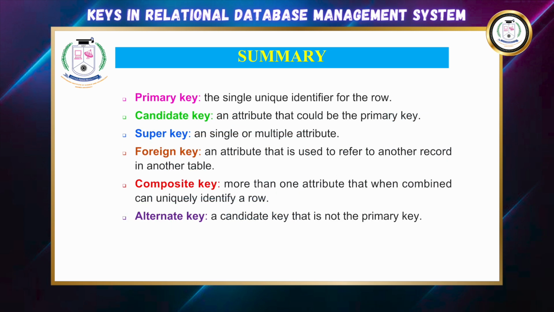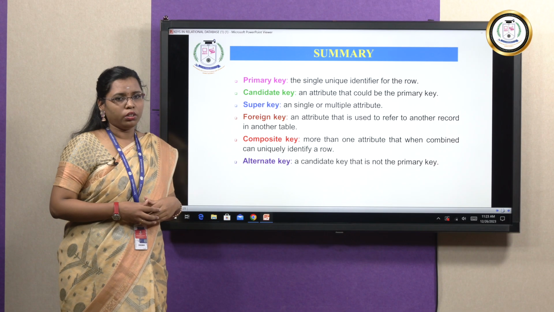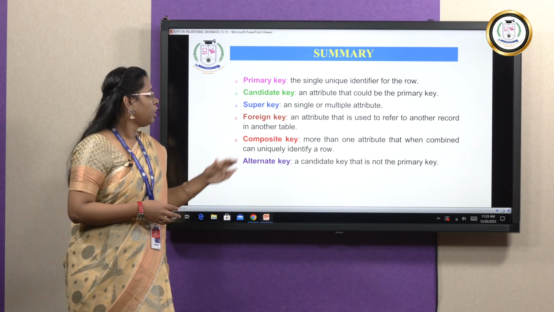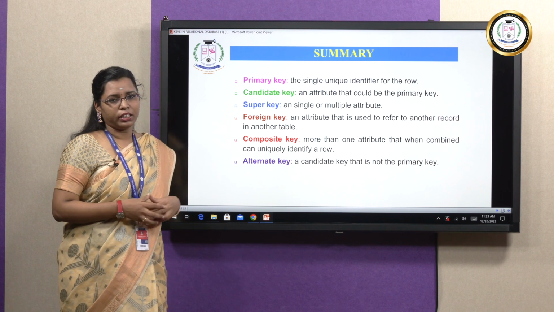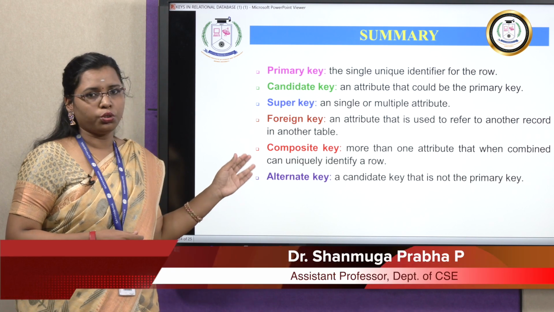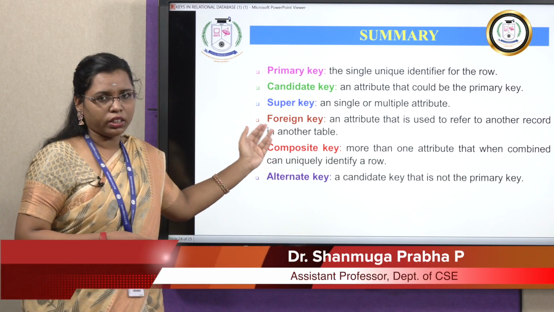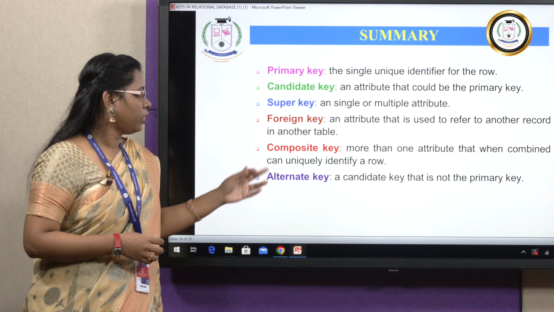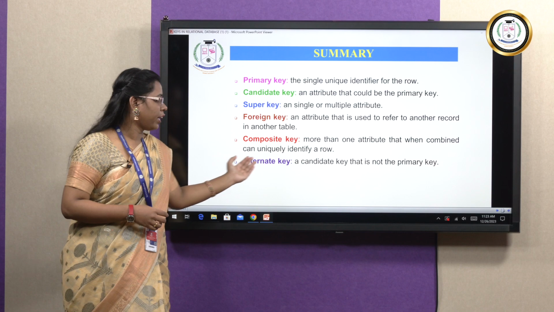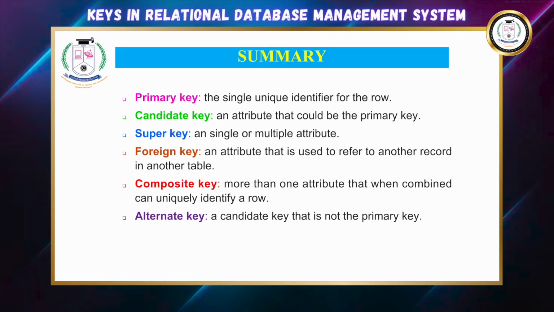So the final summary is: primary key is used as a single unique identifier for the row. The next one is candidate key, which can be more than one. The next one, the super key, can be a single attribute or multiple attributes. The next one is foreign key. It is used to refer to a record in another table. The next one is composite key. It can have more than one attribute, which when combined can uniquely identify a row. The last one is alternate key, a candidate key that is not the primary key.